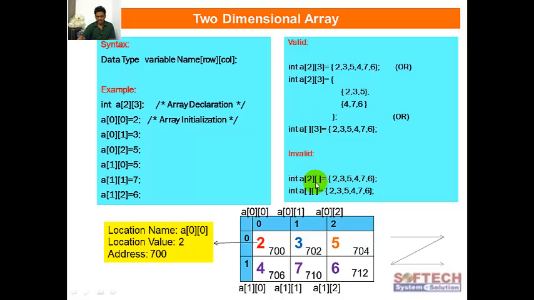But these are all invalid. If we put only the row and no column, only mentioning the row but not the column, this is invalid because the compiler cannot find how many values are in a column. So here both the row and column are missing. This is also invalid.